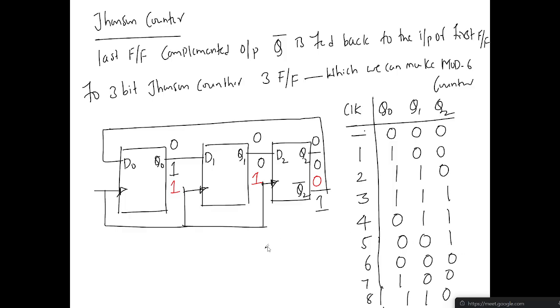So can we say that this Johnson counter is a mod 6 counter? Yes. It is counting from 0 to 5, and after 5 it comes to the initial state. So this is also an interview question: which one acts as a mod 6 counter? The Johnson counter.